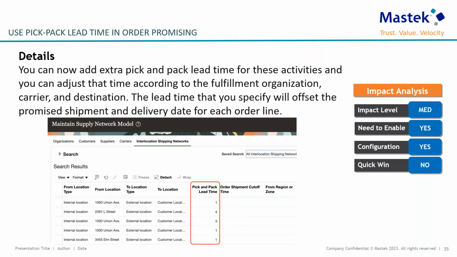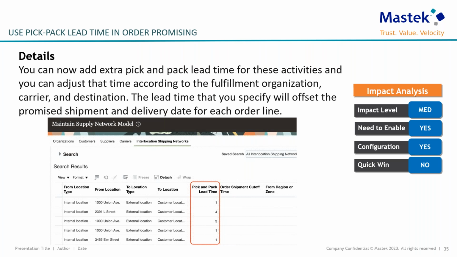Moving further, the next update is use pick pack lead time in order promising. When scheduling shipments, it is recommended to add lead time to your scheduled shipment date and scheduled delivery date. So this additional time can be used to package your item and prepare the shipment. Oracle order promising typically schedules order lines to ship on the same day that the supply becomes available at the fulfillment location. However, if it receives an availability check or a scheduling request on the same day that it must ship, and after the value in the network model's order shipment cutoff time attribute, fulfillment might be delayed.